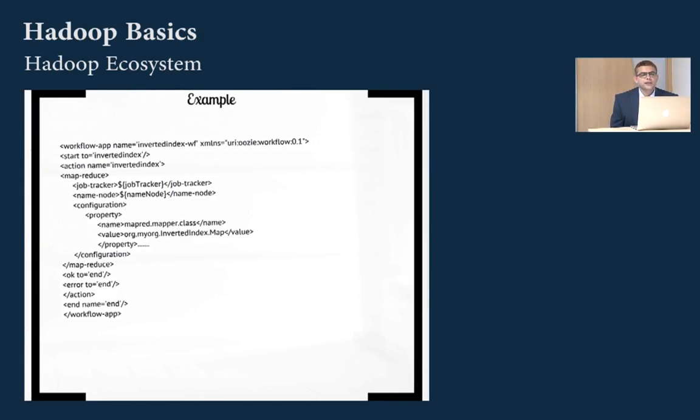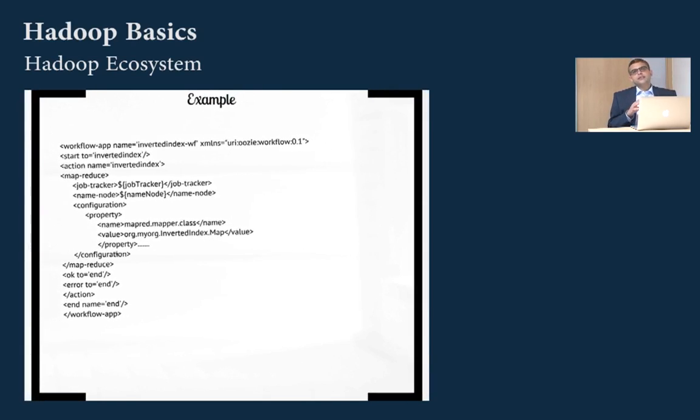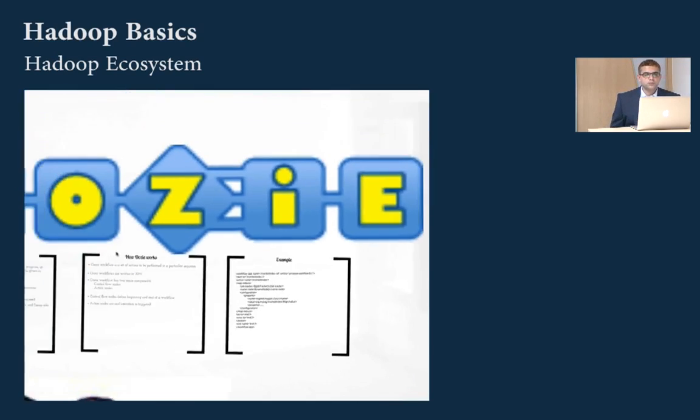A small example: in this Oozie XML, we are trying to run a workflow called inverted index. We start with an action called inverted index, and in it we are saying that we would like to run a MapReduce job, with the IP of job tracker, name node and the classes. And if it's all good, we go to the OK tag. If there is a problem, we go to the error tag and let's say notify everybody that the job has failed. So in a nutshell, Oozie is a workflow and a scheduling engine for Hadoop.